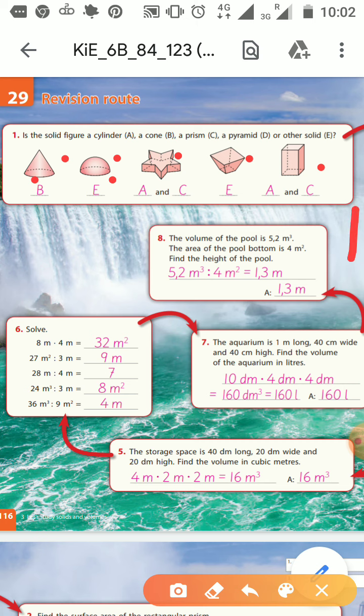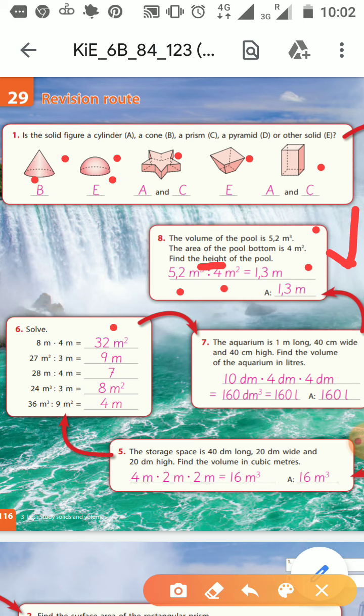I'm going to go down this way in the page now, just to go through the answers. I know in the book it's got different numbers, so just make a note over here. The volume of the pool is 5.2 meters cubed. The area of the pool is 4 meters squared. So all you've got to do is, you know the answer, 5.2. You divide it by the 4 meters squared and you get 1.3 meters, because it's asking for the height of the pool there.